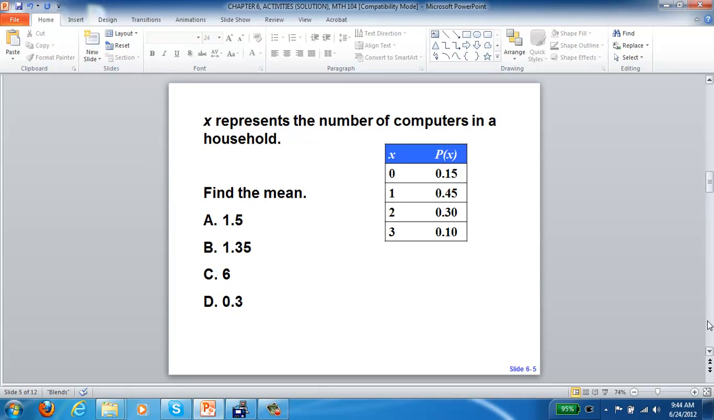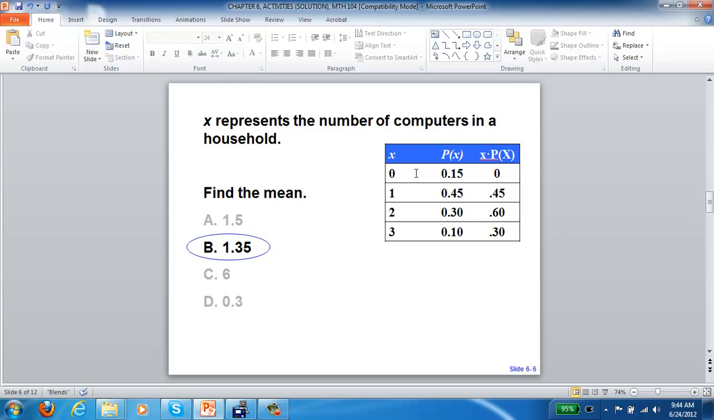Number 3, we have to calculate the mean or the expected value. Simply you multiply x times p of x and then you take the summation. I have the steps on the next slide. So you multiply 0 times 0.15, which is 0, 1 times 0.45, 0.45, 2 times 0.3, 0.6, 3 times 0.1, 0.3, and then you take the summation. So the summation is 1.35.